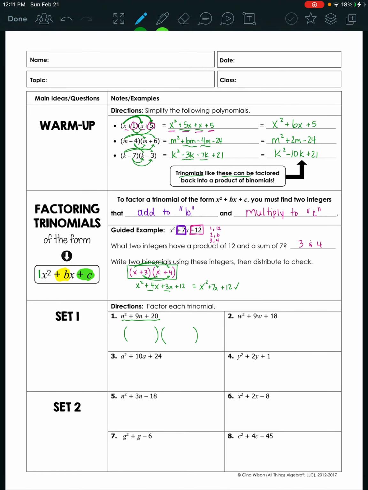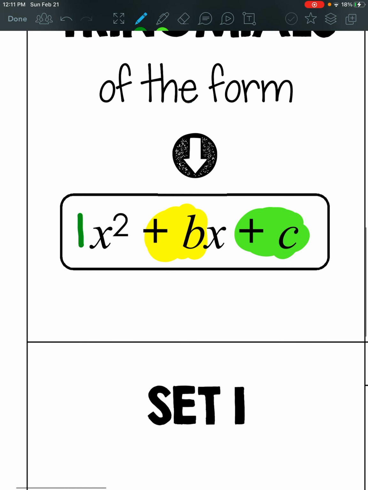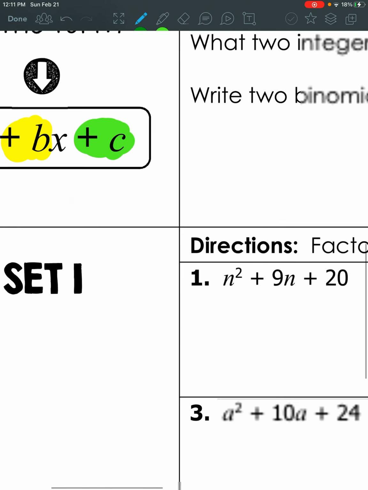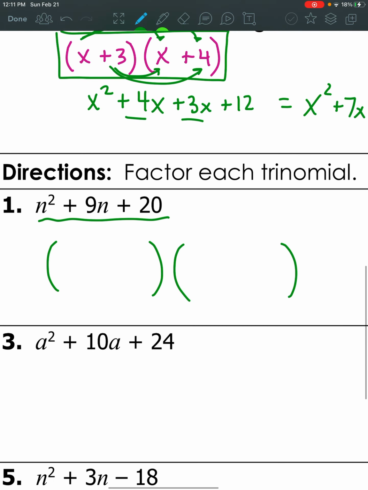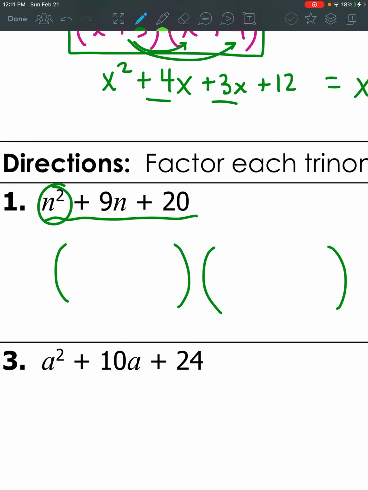Okay, so there are a couple different sets here. What I like to do is look at the signs first. When we always have that a value of 1, well, we can start out the problem knowing to get n squared, it's always going to start out n times n. Then we want to look at, okay, well, what should the signs be in there?